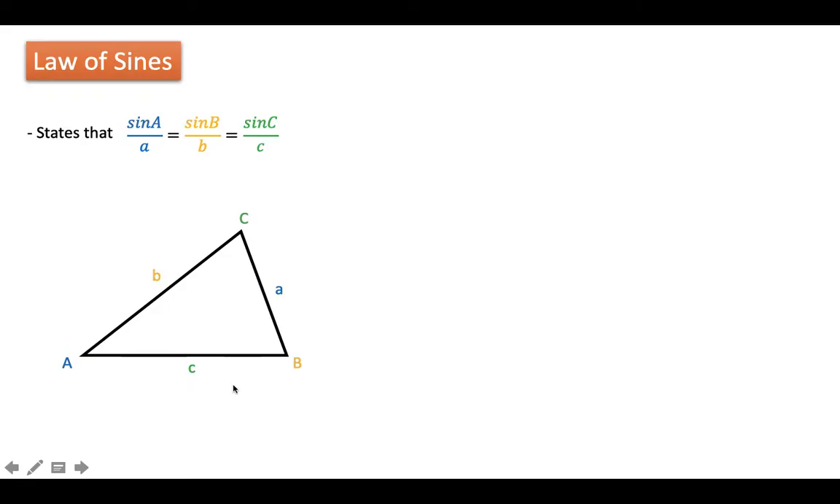Now let us apply this law of sines in a given triangle. Let's say we have an oblique triangle wherein angle B is 70 degrees, the side opposite is 10 units. Then the measure of angle A is 30 degrees. What is the length of the side opposite to angle A?